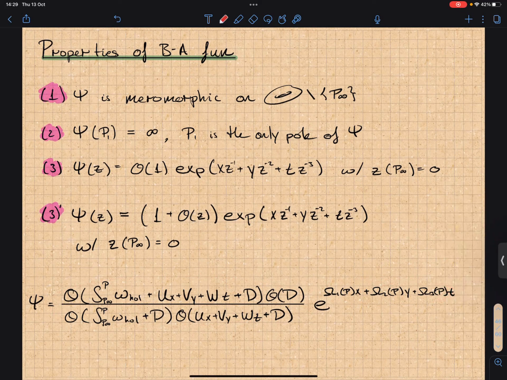The theta functions are actually well-defined functions from C to C, and they have some quasi-periodicity. So the phi functions themselves are meromorphic.